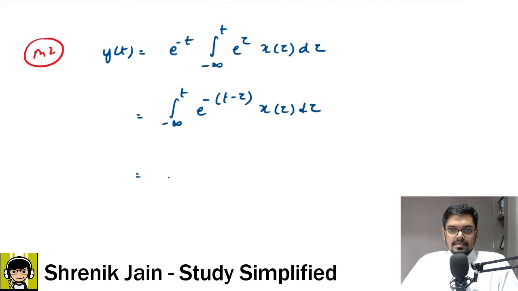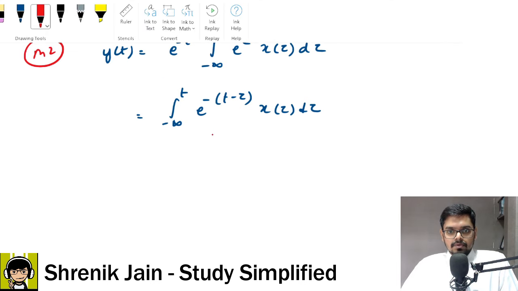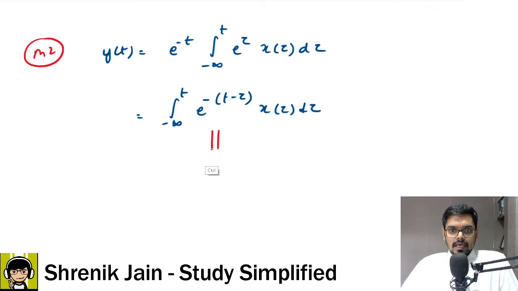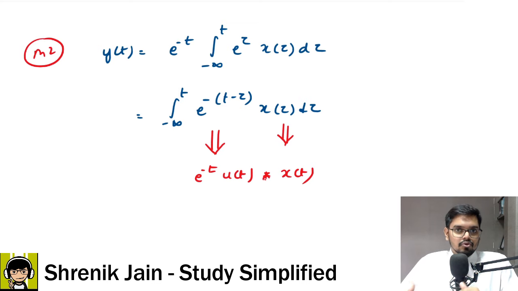Correct? If that is the case, don't you feel it gives us the feeling of convolution between the two signals? Yes or no? The standard definition of convolution, that here this gives us the idea. Let me write it this way. This exponential gives us the idea about h of t. So h of t is e to the power minus t u of t. And this gives us the idea of x of t, the input signal. So it's nothing but the convolution between x of t and h of t.